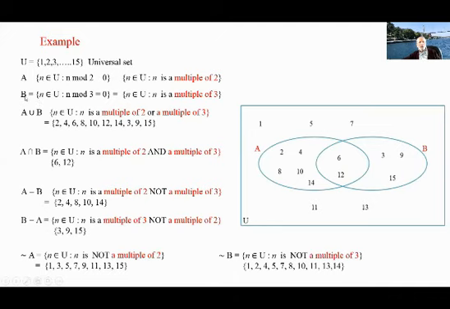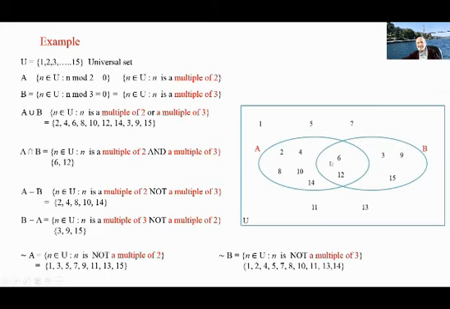B contains all multiples of 3. So you see, A is 2, 4, 6, 8, 10, 12, 14. B is 3, 6, 9, 12, 15. So now easily A union B, meaning all these numbers, which means n in U, n is a multiple of 2 or a multiple of 3.